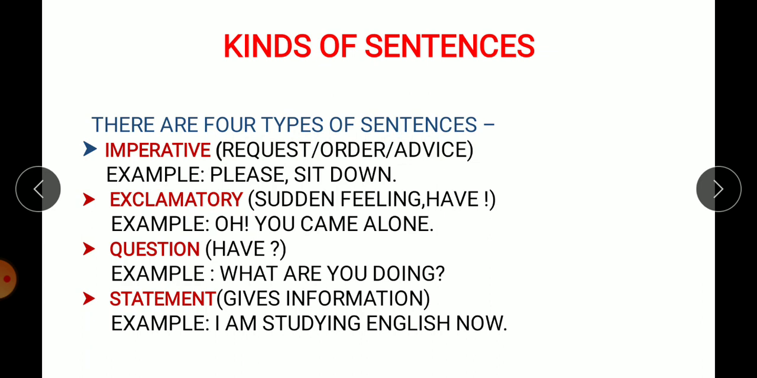Exclamatory, when you have sudden feeling, right? So an exclamatory sentences will always have this exclamation mark, right? So oh, you came alone. So words like oh, ah, ouch, they all will always have exclamatory mark and they will express sudden feeling.